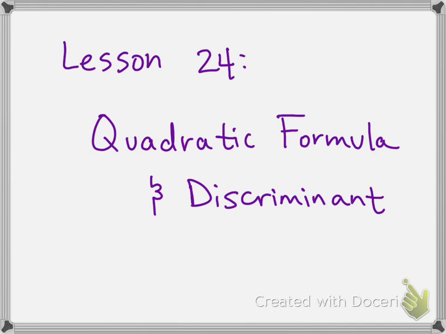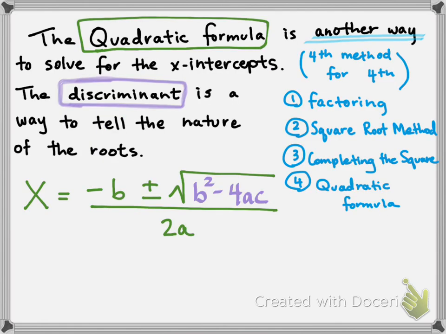Okay, here's lesson 24, quadratic formula and discriminant. The quadratic formula is another way to solve for x-intercepts. This is the fourth method of the four that we are reviewing in this class. The other ones that we have already covered are solving by factoring, solving by the square root method, and solving by completing the square. Today is the final way of understanding how we can find x-intercepts.